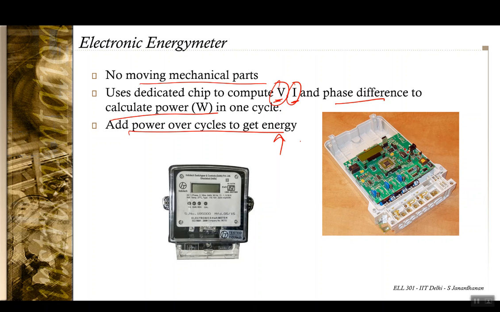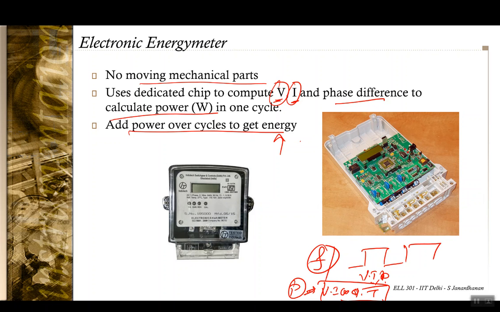This basically makes an assumption of what the supply frequency is, and for each supply cycle you have V, I and phi being estimated, and the power being consumed is taken as VI cos phi times the time period of the supply. So in the electronic energy meter you don't have any mechanical parts, and the display is also digital in nature.